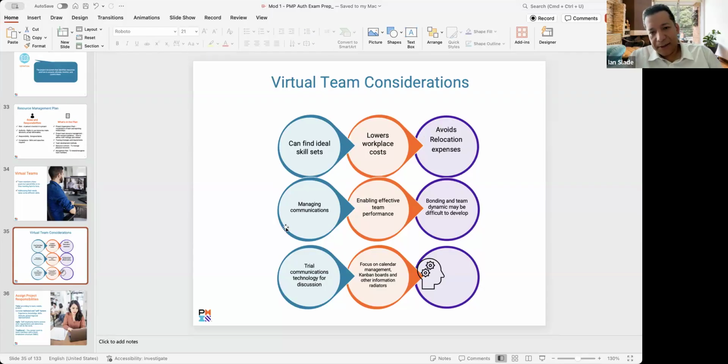Managing communication. Again, we talked a little bit about what tools you can use, making sure that everyone has access to said tools. This enables effective team performance if everyone can use the tools. And bonding and team dynamic may be difficult to develop.